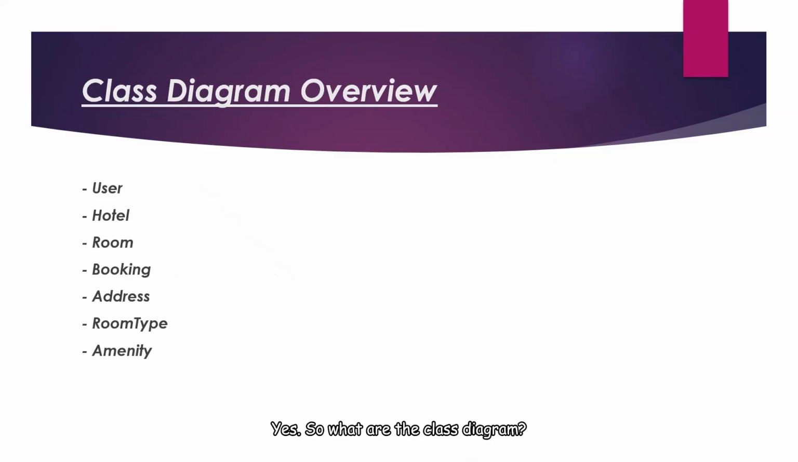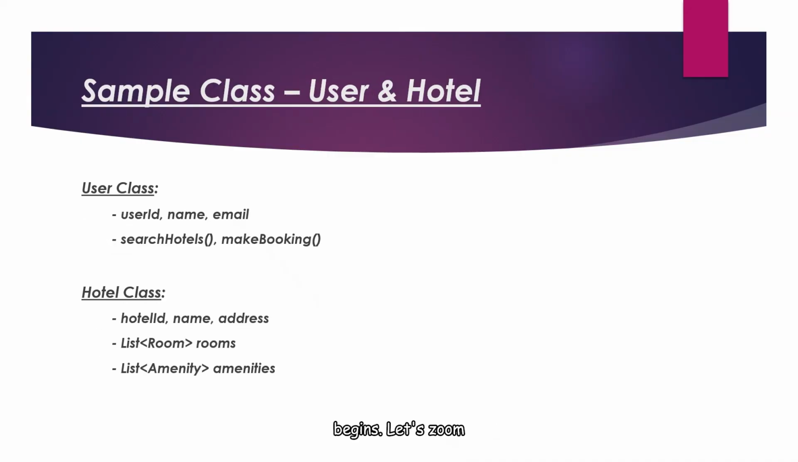Here's the overall class diagram. Notice how the arrows and associations are flowing. The user class has a reference to booking. Hotels must have rooms. Rooms have bookings. And both hotels and rooms have amenities. Address is attached to hotel. This diagram acts as our blueprint for the code we will write later. It's like an architect's sketch before construction begins. Let's zoom into a few key classes.